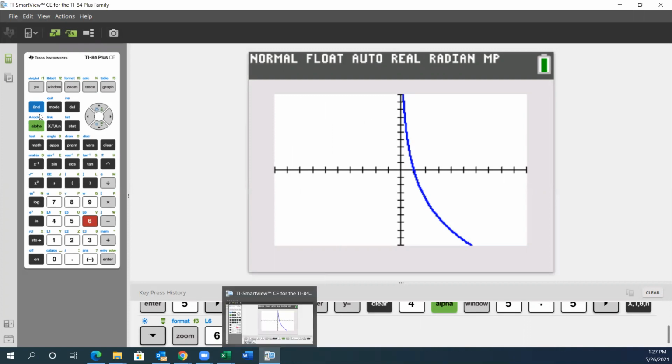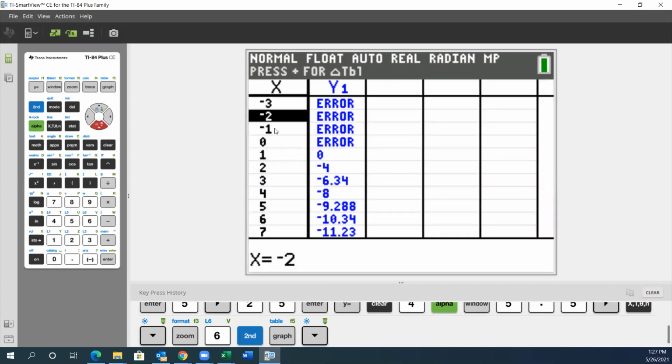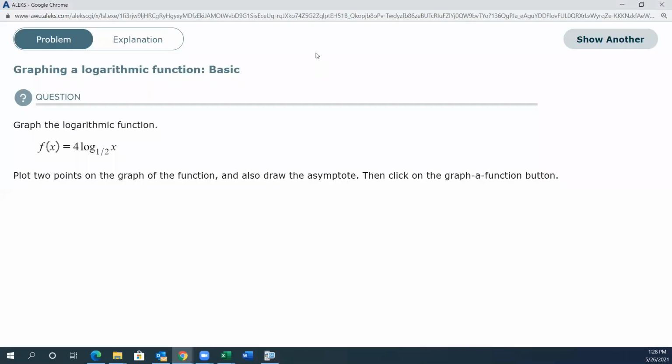And we're supposed to plot a couple of points. Let's just grab a couple off of here. How about that? Oh, look at this. I plug in negative numbers, doesn't work, or 0. Those are outside the domain of the standard log function. All right, so how about a couple of points, like 2, -4, and 4, -8? Let's do those.